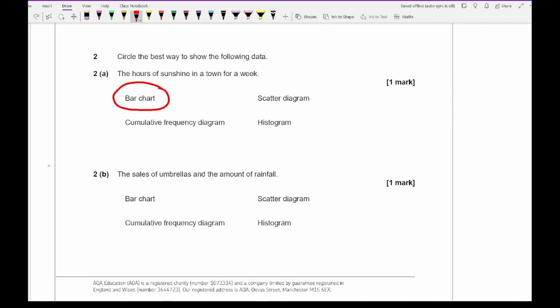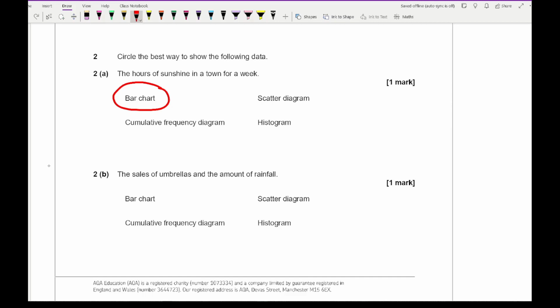Cumulative frequency won't really apply because you're not dealing with grouped data, and also in terms of the x-axis, you're looking at days of the week, so you're looking at categorical data rather than numerical data. And histograms wouldn't really work either, because again you're looking at quantitative data rather than qualitative data. So again, bar chart is going to be the option you go for.